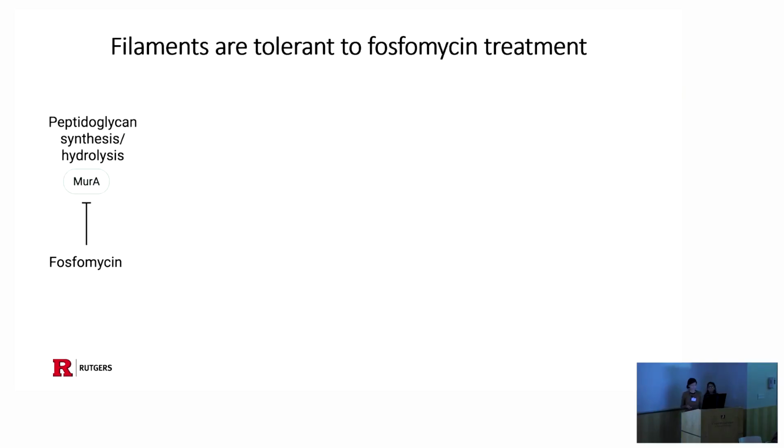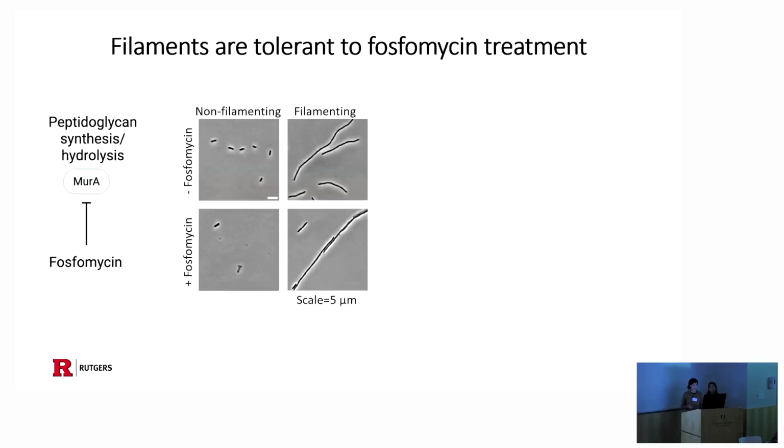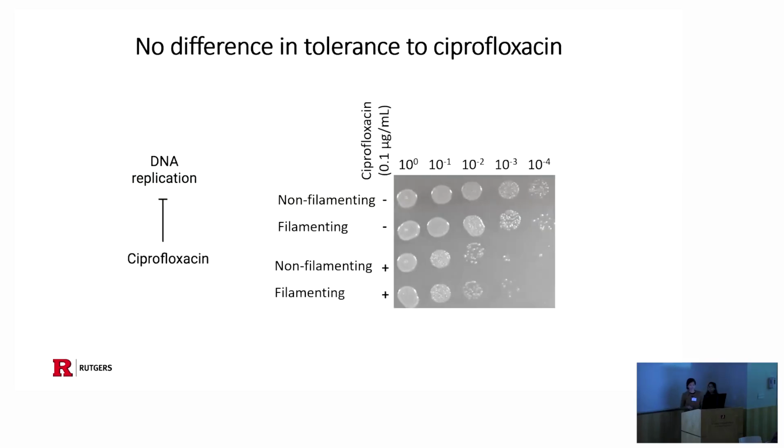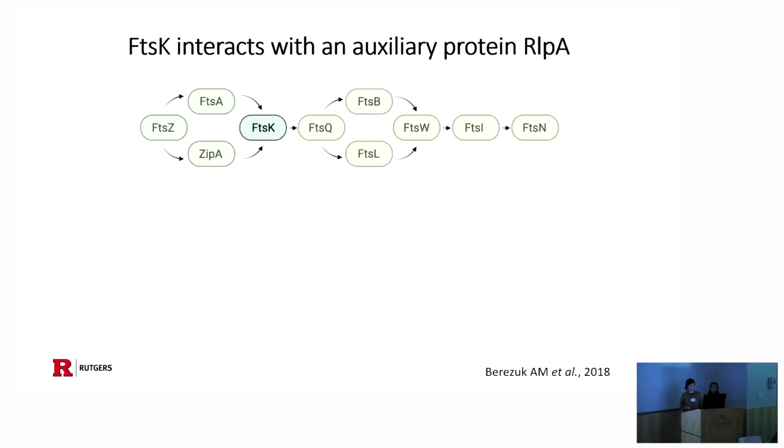So starting with phosphomycin treatment, the phase contrast micrograph here shows the morphological state of the cells, that is, whether they are filamenting or not filamenting. And we could see that filamenting cells are more tolerant to phosphomycin treatment compared to the non-filamenting cells. Similar results were also obtained for cephalexin treatment. In presence of ciprofloxacin, filamenting and non-filamenting cells had similar growth. So this corroborates our data from localization studies that late divisome protein recruitment is affected during QueE-mediated filamentation.